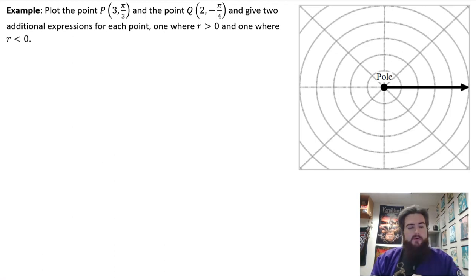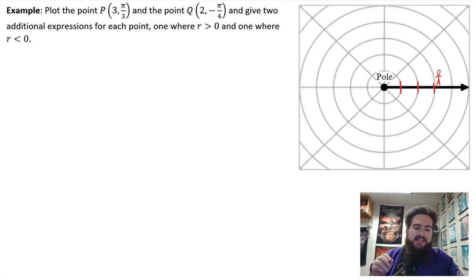If I want to plot the first point, (3, pi/3), there's a couple different ways that you can approach plotting points. You can either read r first, the directed distance, or you can read theta first, the measure of standard rotation. If you choose to read r first, the way you would think about that on our diagram here is, 3 means walk 3 in the direction of the polar axis. So 1, 2, 3. That would put us over here right now.